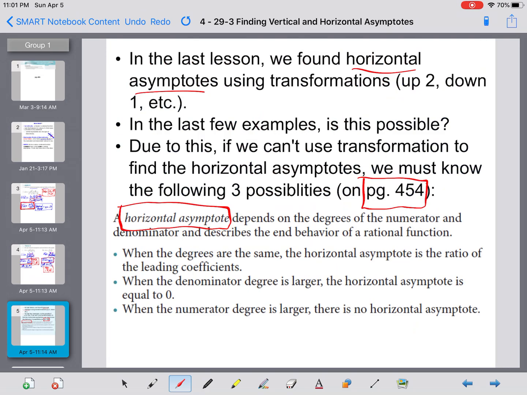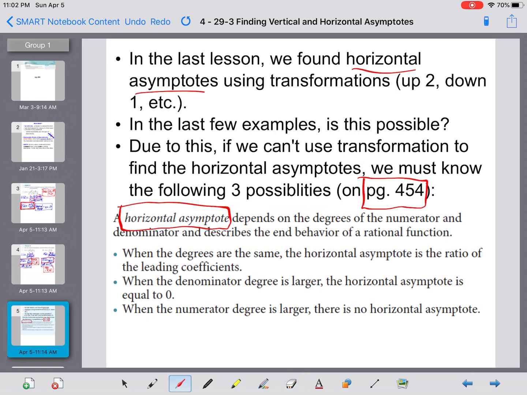All right, Option 1, when the degrees are the same, top and bottom. So you have like an x squared over x squared, or an x to the first over x to the first. The horizontal asymptote is the ratio of the leading coefficients, right? So whatever number is out front, you divide those, and that's going to be your horizontal asymptote. I'll show you an example of that in a second.